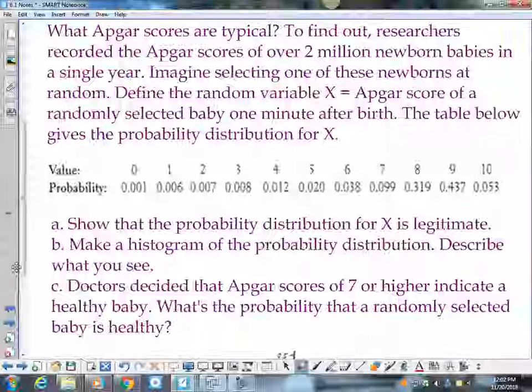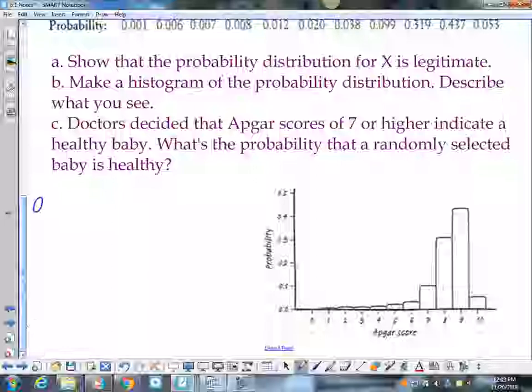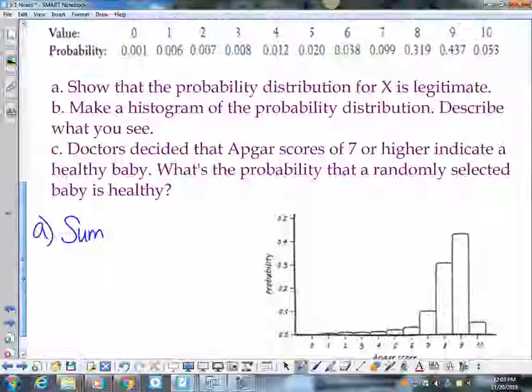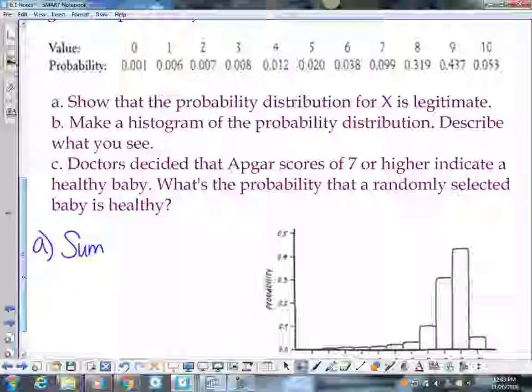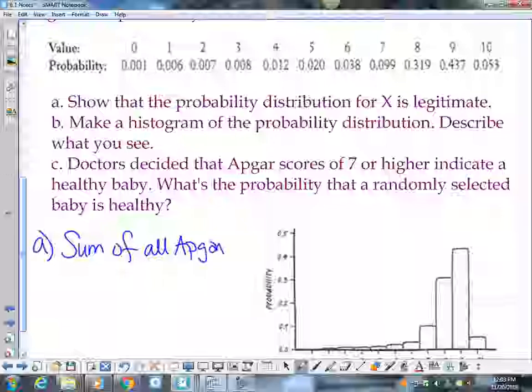Tell you what, let's write it. So how do you write that? Sum is 1. What are you adding? Are you adding the Apgar scores? Like, you can't just say sum is 1. Sum of all Apgar probabilities equals 1. I mean, I'm all for writing shorthand, but we gotta be careful about what we write.